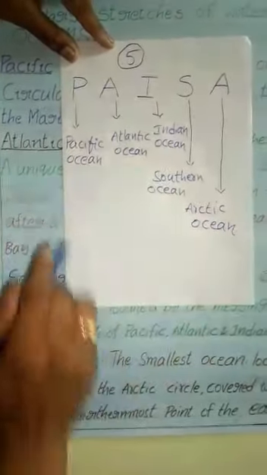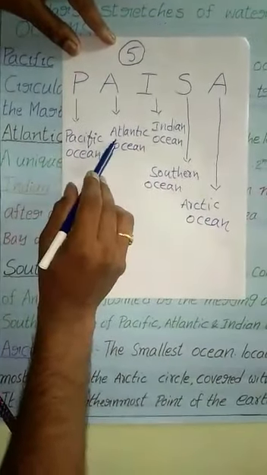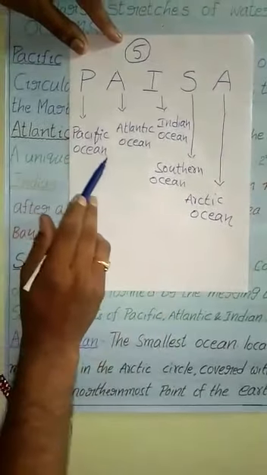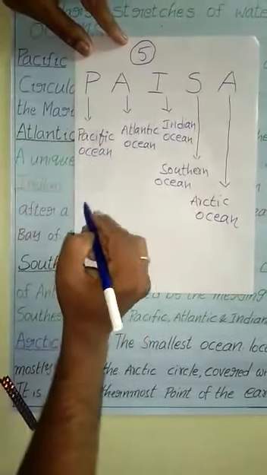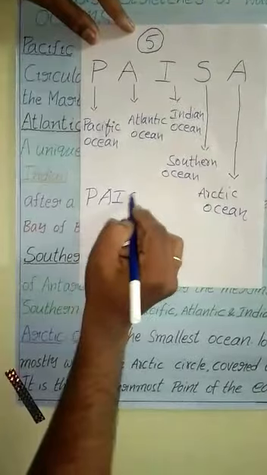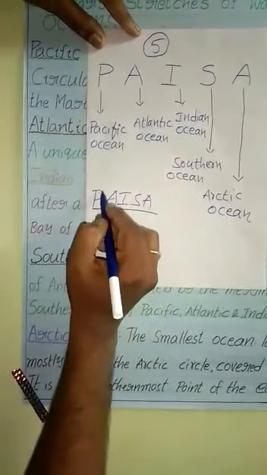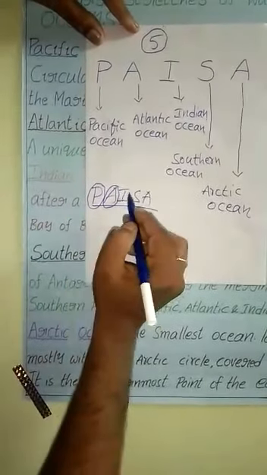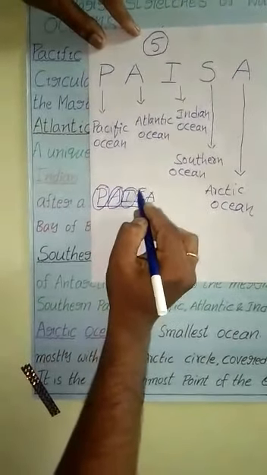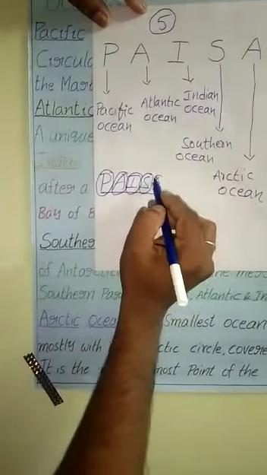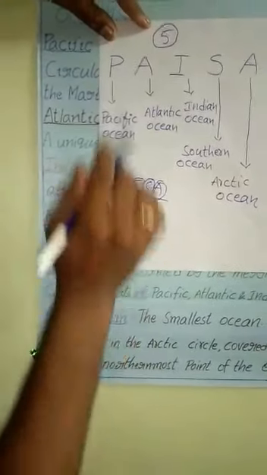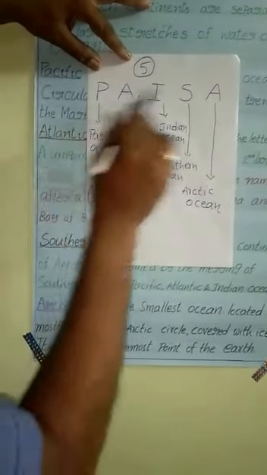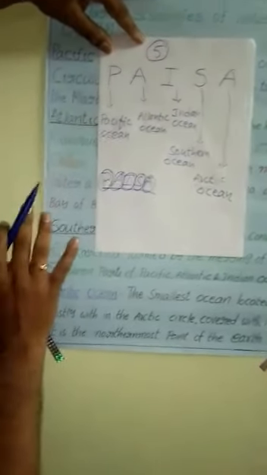So there are 5 oceans: Pacific Ocean, Atlantic Ocean, Indian Ocean, Southern Ocean, Arctic Ocean. To remember these 5 oceans, it is a small code, that is Paisa. P indicates Pacific Ocean, A indicates Atlantic Ocean, I indicates Indian Ocean, S indicates Southern Ocean, A indicates Arctic Ocean. By remembering this small word Paisa, you can remember the names of the 5 oceans.